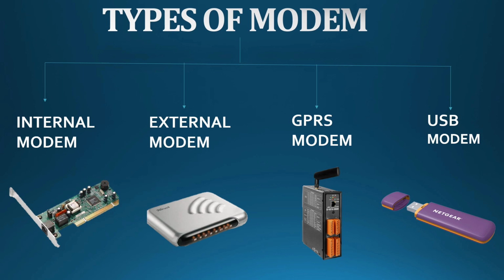USB modem. This looks like a pen drive. The USB modem is connected to the USB port of the CPU. These small portable USB modems do not require a power source. Just plug and play. They can be disconnected from the computer without turning off the system. Whenever you want to browse or use the internet, you can insert it into the USB port.